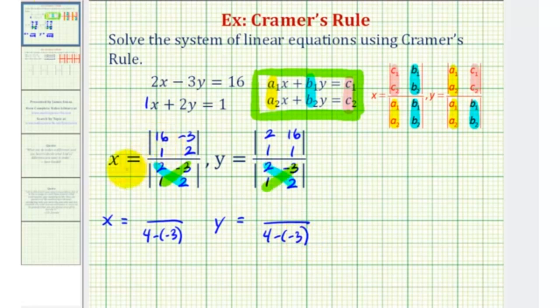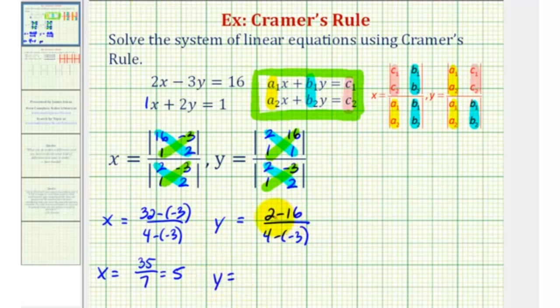The numerator for x, we would have 16 times 2 minus negative 3 times 1. And then for the numerator for y, we would have 2 times 1 minus 16 times 1. Well, that would be 2 minus 16. So we would have x equals, this would be 35 divided by positive 7, which is equal to 5. And for y, we would have 2 minus 16, that's negative 14, divided by positive 7, which is equal to negative 2.